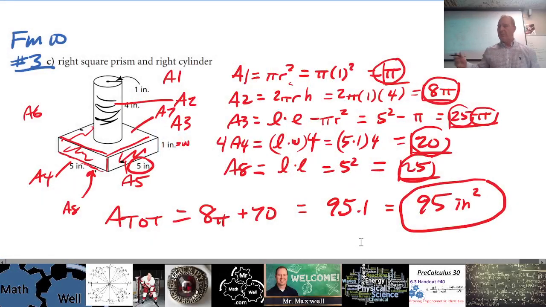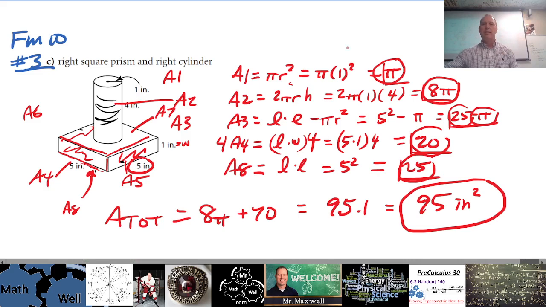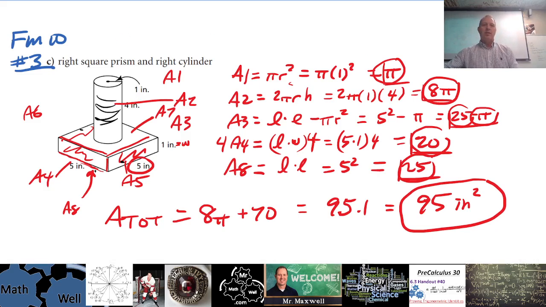All right, so Foundations of Math 10, this is number 3C and number 5 I'm going to go over. We did this in class just here recently, so I'm just going to do a quick video explaining what we did.